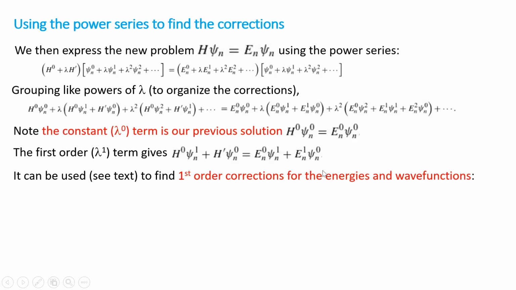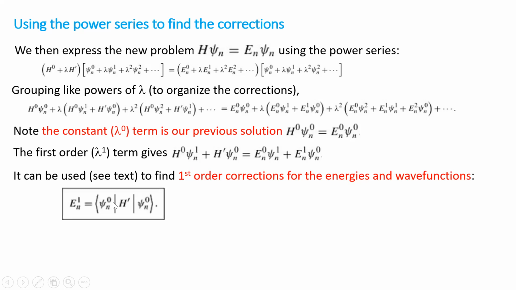Namely, for the energies, that would be En1. Remember, En1 is the first order correction to the energy, and psi n1 would be the first order correction to the wave function. Please see the text for this. The energy derivation is not too long, but the one for the wave function takes a few steps, and I'm going to just give you the results here.